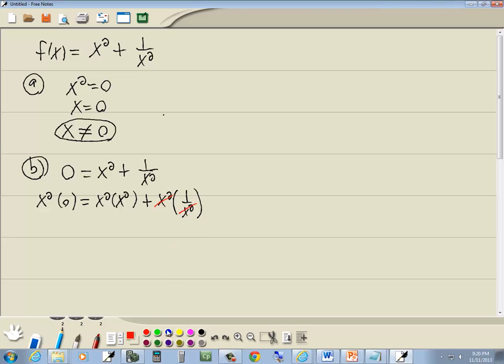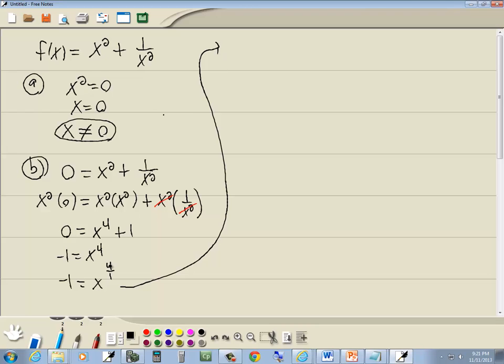And these x squareds cancel. X squared times 0 is 0. X squared times x squared is x to the 4th, plus 1. Now I want to take the 1 over to the left side, and it becomes a negative 1. And x to the 4th I can rewrite as 4 over 1. Now we want to get x by itself, so we're going to raise both sides to a power equal to the reciprocal. Well, reciprocal is fraction flipped, so 4 over 1, and we'll raise both sides to the 1/4 power.